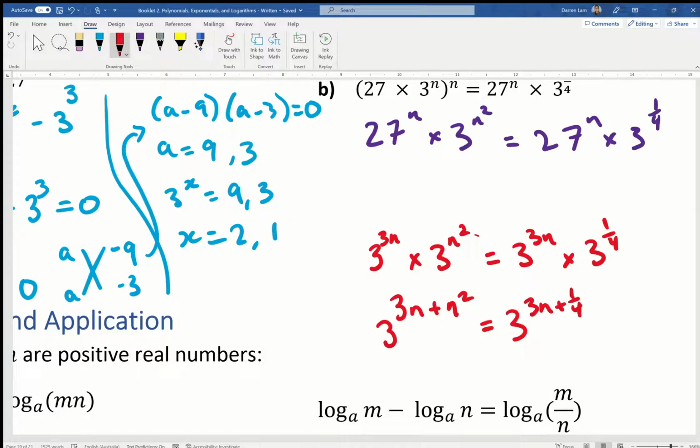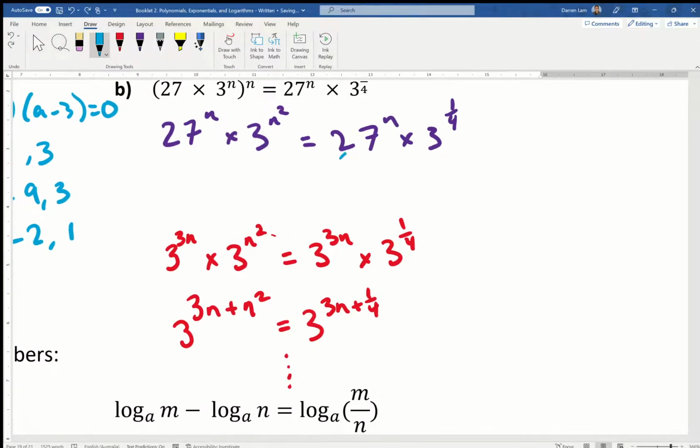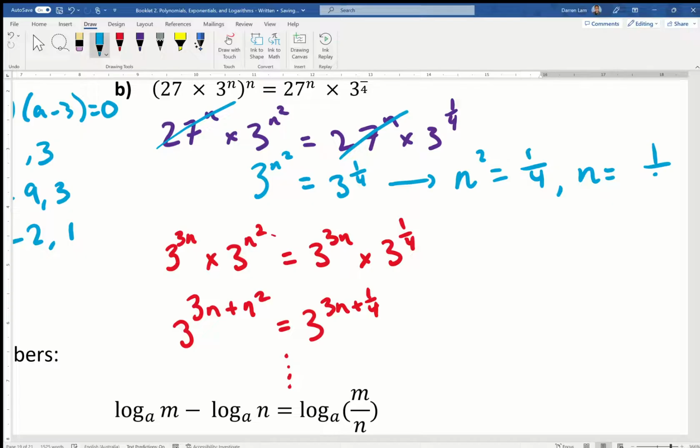Seems a bit redundant, doesn't it? Does anyone know what I could have done earlier? Yeah, 3 to the power of n squared equals 3 to the power of 1 quarter. Good, I can just cancel these, can't I? Can't I just divide both sides by 27 to the power of n? You're not taking a shortcut, you're just working more effectively. Then we end up with 3 to the power of n squared equals 3 to the power of 1 quarter, in which case, again, we equate the powers. N squared equals 1 quarter, which means that we have n equals 1 over 2. What have I done wrong? Plus or minus, thank you very much. Well done.